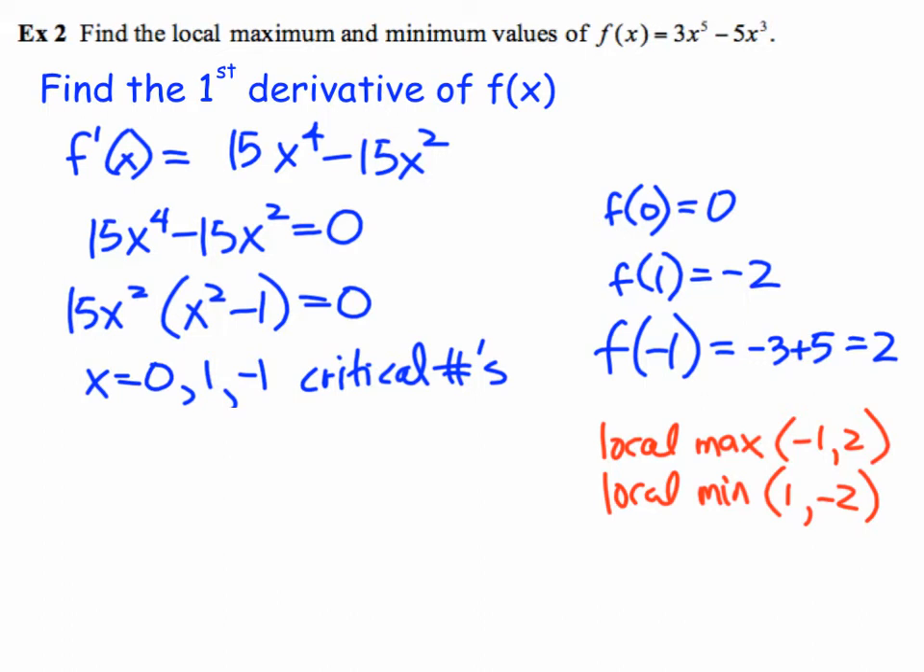So if I plug these critical numbers back into the original graph, you see that f of 0 equals 0. If I plug in 1, my y value is -2. If I plug in -1 into the original graph, my y value is 2. So I have a local max at (-1, 2), and a local min at (1, -2). So you could start sketching this graph just to get a visual of what it would look like.